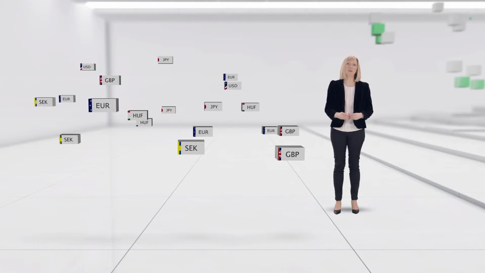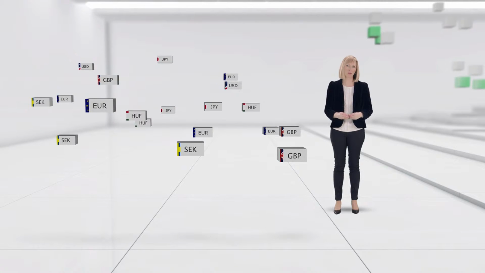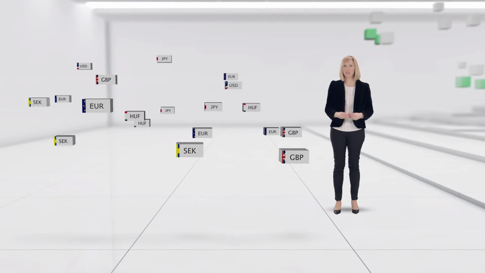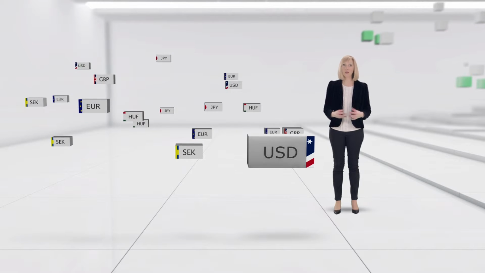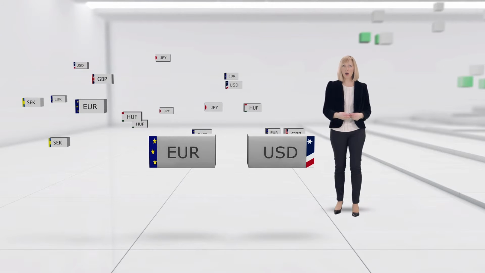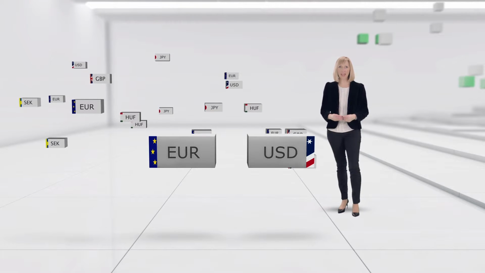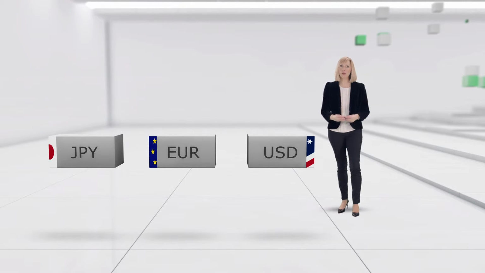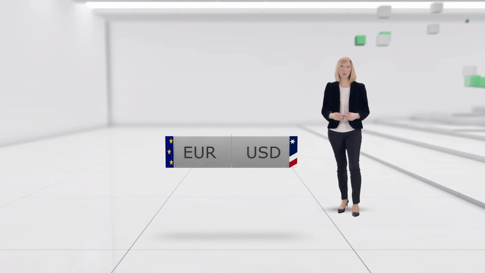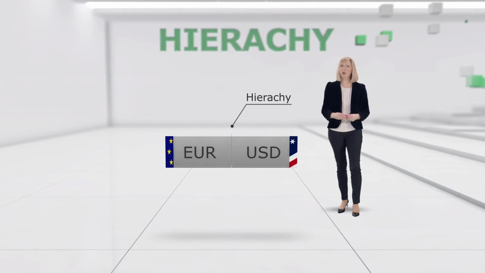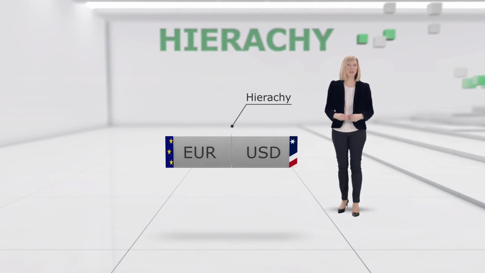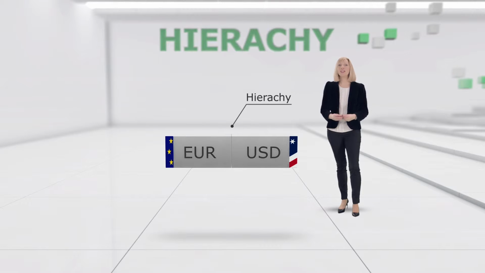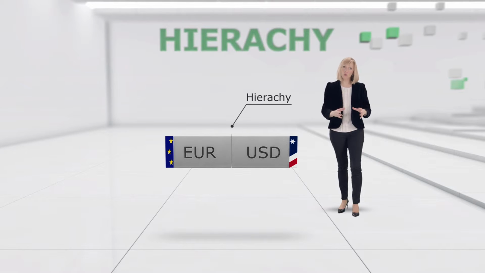All currencies have a 3-letter currency code assigned to them. For example, the code for the US dollar is USD, the code for the euro is EUR, and the code for the Japanese yen is JPY. The combinations of two codes make up a currency pair. Pairs are typically ranked in a certain hierarchy, which determines the order in which the two currencies in a pair are named. For example, when euros are traded against US dollars, they are always traded as euro dollar.